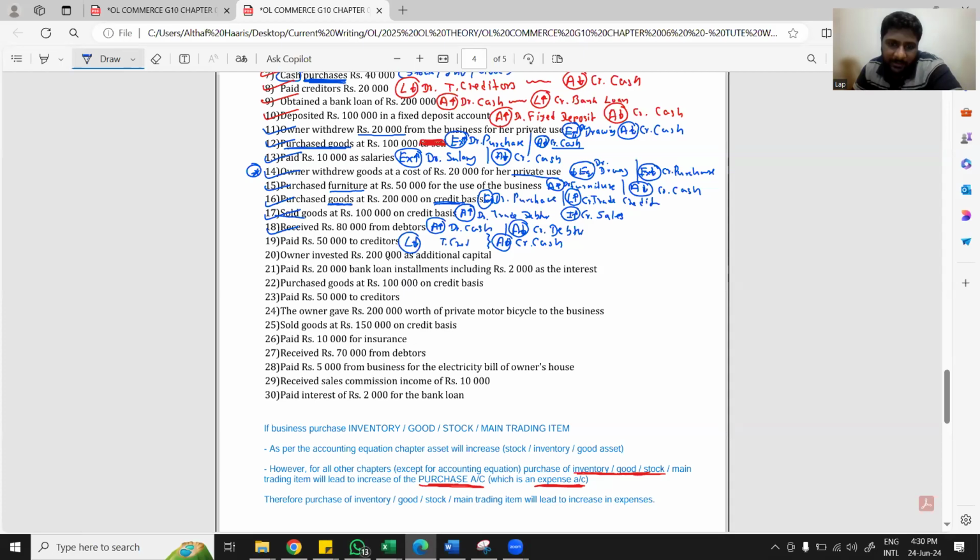Trade creditors. Liability decreases, record people check and tell me. Liability decreases. Liability decrease is debit. Liability decreases, debit. So trade creditors debit, cash credit.